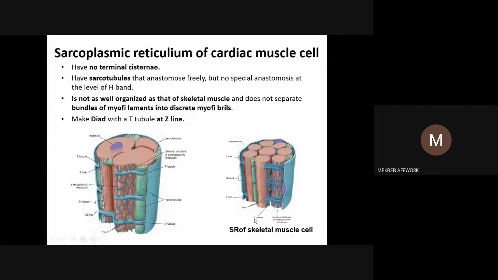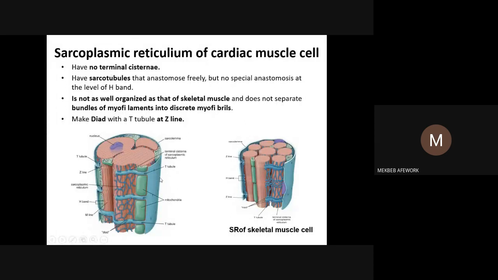This is the skeletal muscle I showed you earlier. Look, the myofibrils are discretely divided, but here they are not as such divided. The sarcoplasmic reticulum is not entangling efficiently like in the skeletal muscle. So they are not as well formed. I told you there is no terminal cistern.